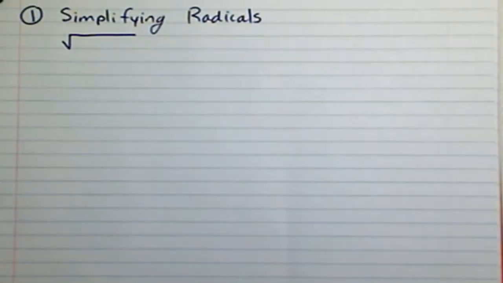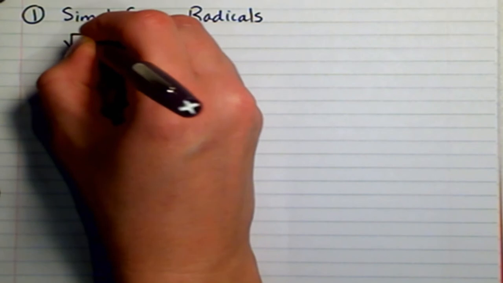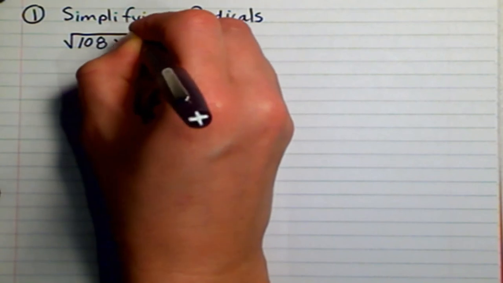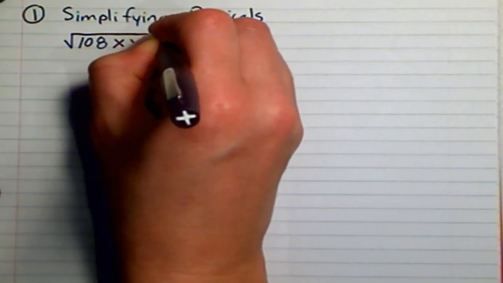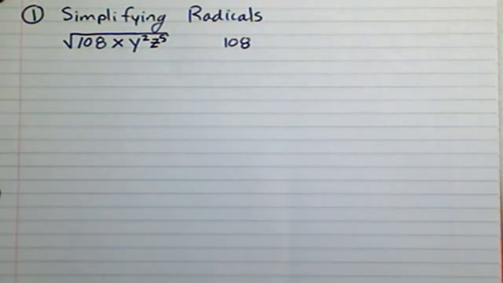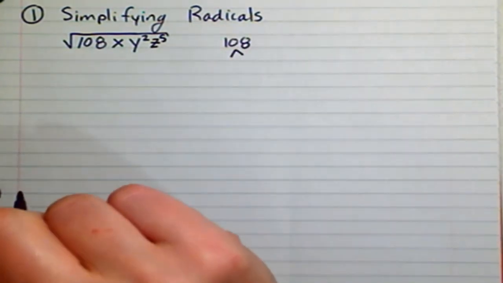Okay, first thing, we're going to recap simplifying radicals. And we're going to look at a square root of, let's pick some fun numbers here, 108 x y squared z to the fifth. All right, and the first thing we're going to do, because it is a square root, notice that the index or the root is not written there. We're going to look for perfect squares.